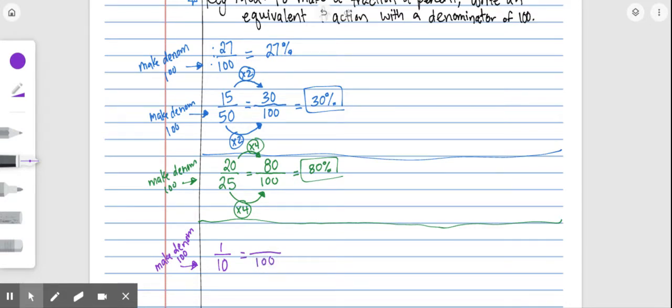Okay, so now I've got to do my math. How many groups of 10 make 100? Or how much does 10 go into 100? Well, 10 times 10 equals 100, which means in the numerator I've got to do the same thing. 1 times 10 should equal the new numerator. And 1 times 10 is 10. So this is 10 out of 100, or 10%.